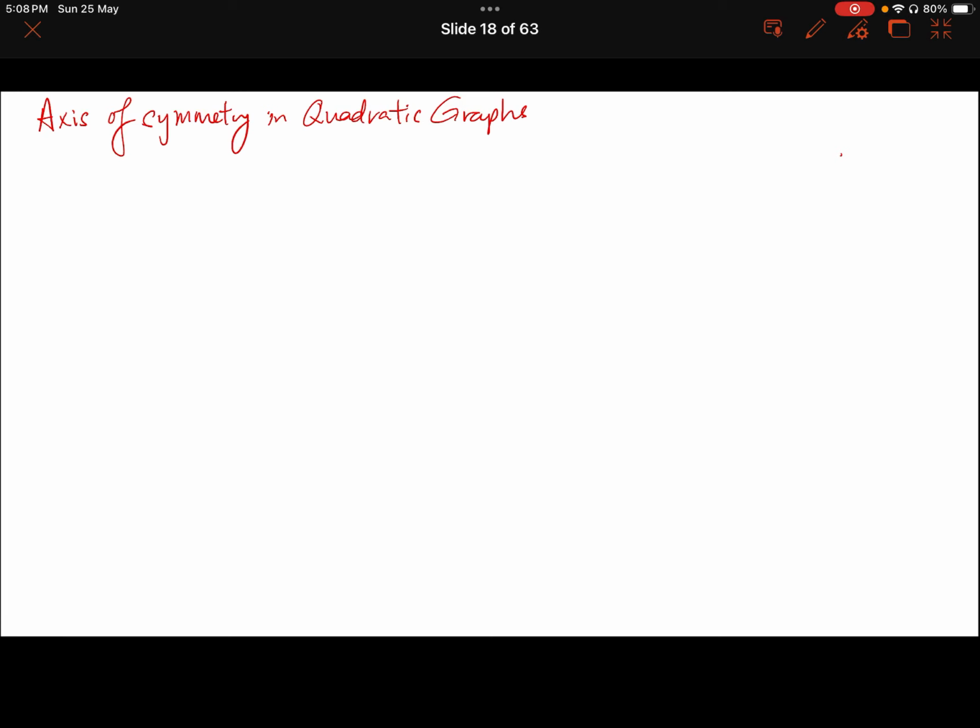Hi everybody. Today we're going to be looking at quadratic graphs, and we'll be looking specifically at the axis of symmetry, and some problem solving with quadratic graphs. So sit tight, and hopefully this little tutorial is going to help you understand more about quadratic graphs. Now, we're going to start off with axis of symmetry.